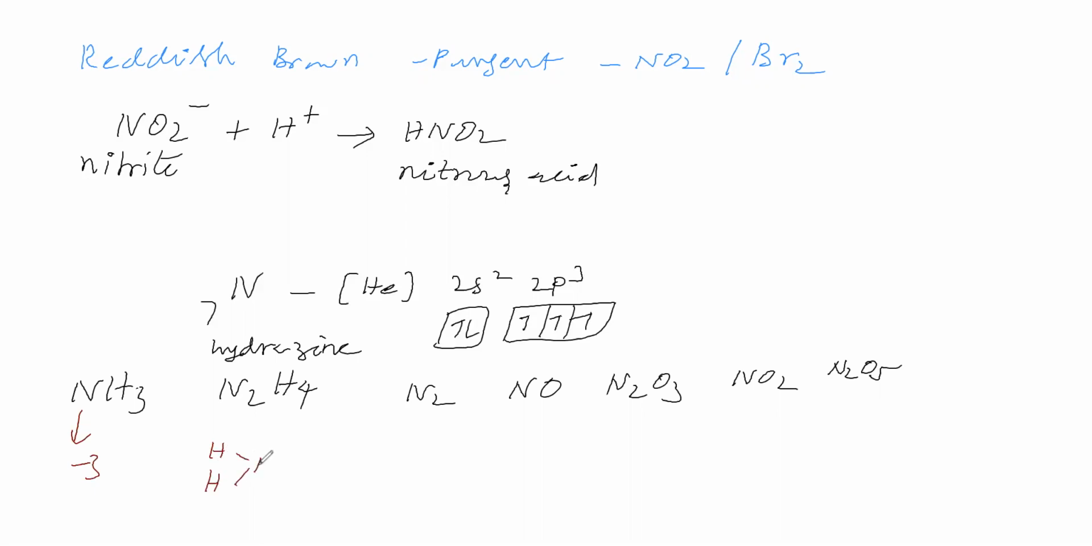N2H4 we can take like this. Here the nitrogen oxidation number is -2. Here nitrogen is 0. Here nitrogen is +2. Here nitrogen is +3. Nitrogen oxidation number +4. Nitrogen oxidation number +5. So nitrogen shows various oxidation numbers like this.